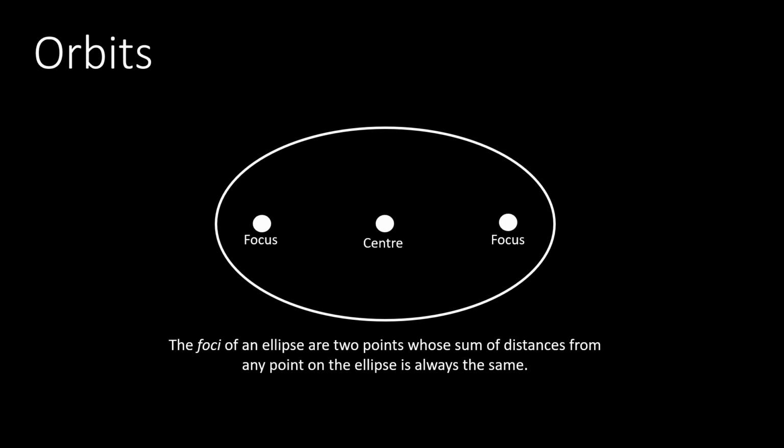But what's a focus? Well, an ellipse actually has two foci, which are two points whose sum of distances from any point on the ellipse is always the same. For example, if we have our blue and red foci and we draw straight lines from both of them to a point on the ellipse, and then we draw another pair of lines to another point on the ellipse, right over here, the sum of the first blue and red lines is equal to the sum of the second pair.